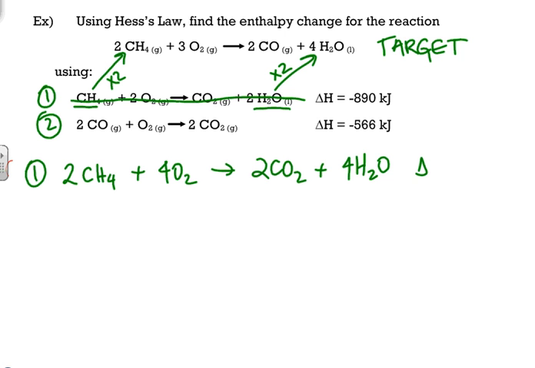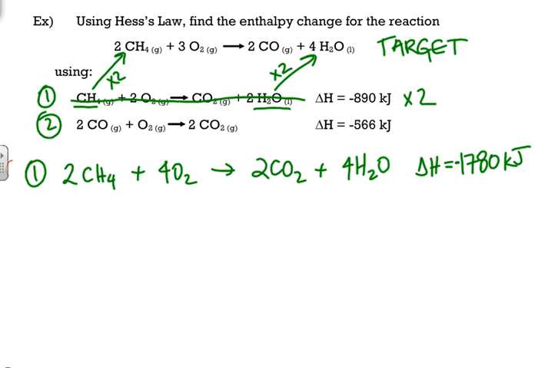What do I do to my delta H value? I also have to take that value and multiply it by 2. So I have to take my negative 890 and multiply it by 2. So don't forget to times this by 2. Whatever you do to the equation, you have to also do to the enthalpy value. So you end up with 1780 kilojoules. Oh, sorry, and it's still negative.